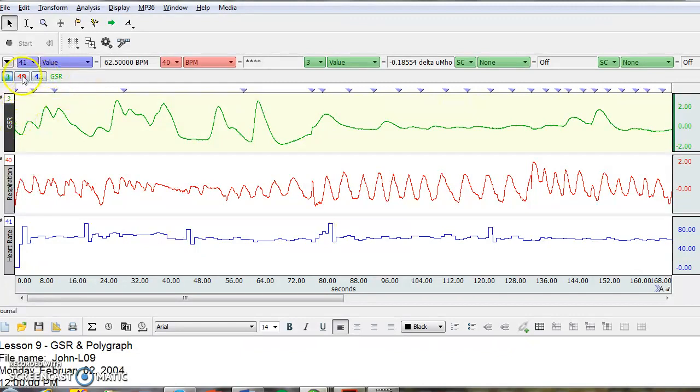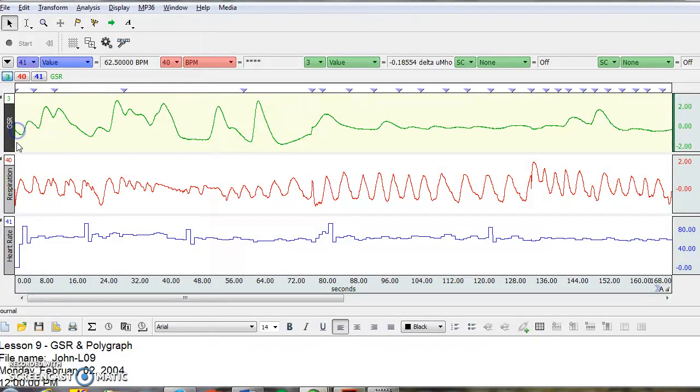Now, up here, we have our three channels. GSR is channel 3. Respiration is channel 40. Heart rate is channel 41. These numbers seem to vary from Biopac to Biopac. I am not sure why. But they correspond to the channels on your lab handout. And another confusing thing, I have breaths per minute and I have beats per minute. So BPM can be confusing. Breaths per minute, beats per minute. So just watch out for that as well.